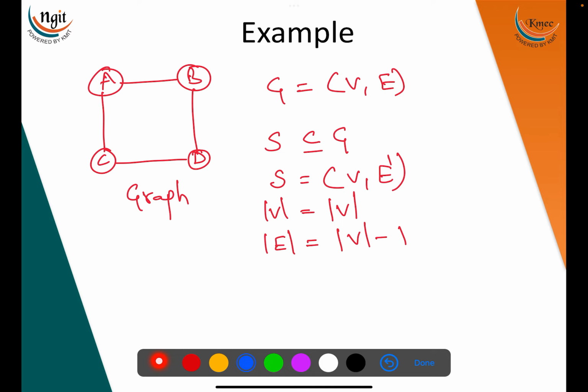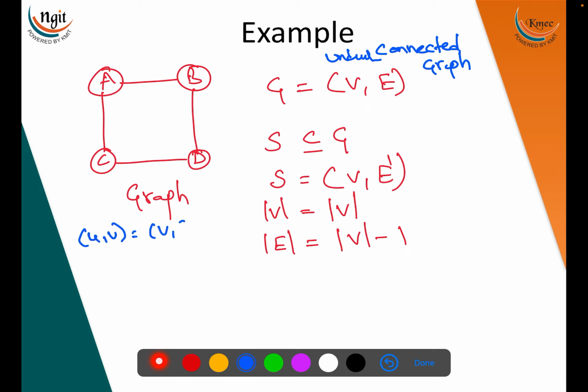Now let's see an example of how a graph is called a spanning tree. Take some graph, and this is a connected graph, an undirected connected graph. Undirected means I don't have any direction, so I cannot say whether I am moving from A to B or something. We have seen this in graphs already. For an undirected connected graph, U comma V is equal to V comma U. Now let's understand the phenomenon of the spanning tree.